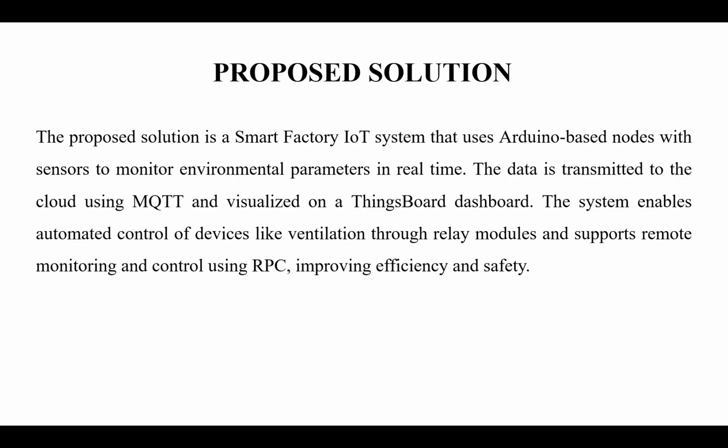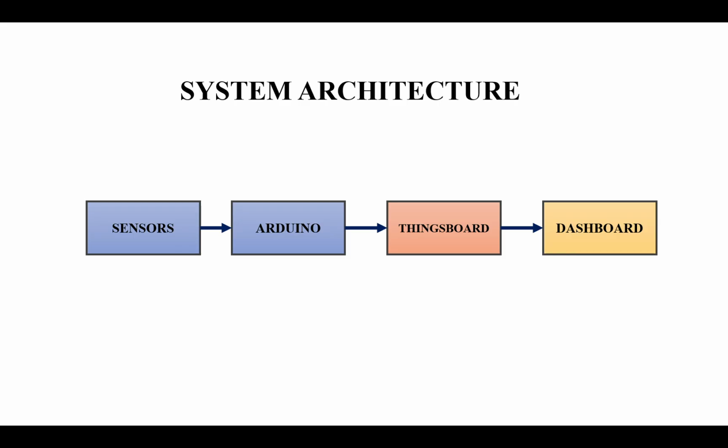So the proposed solution is a smart factory IoT system that uses Arduino-based nodes and sensors to monitor the environment parameters in real time. The data is transmitted to the cloud using MQTT and visualized on a ThingsBoard dashboard. The system enables automated control of devices like ventilation through relay modules and supports remote monitoring and control using RPC, which improves efficiency and safety.